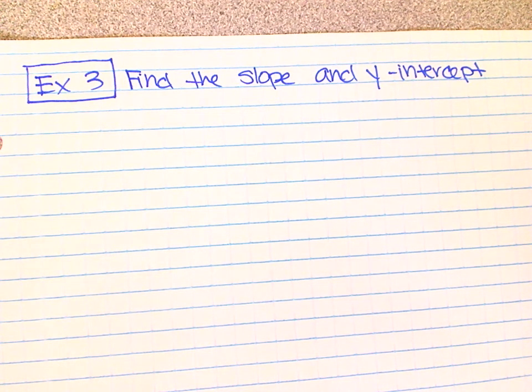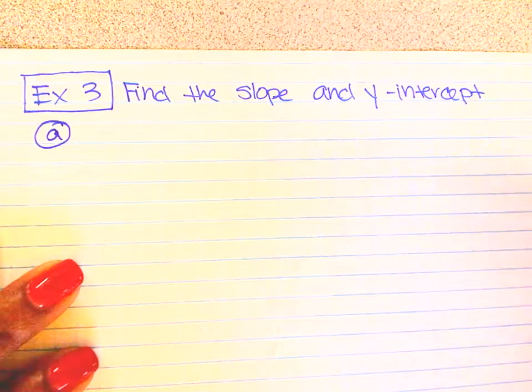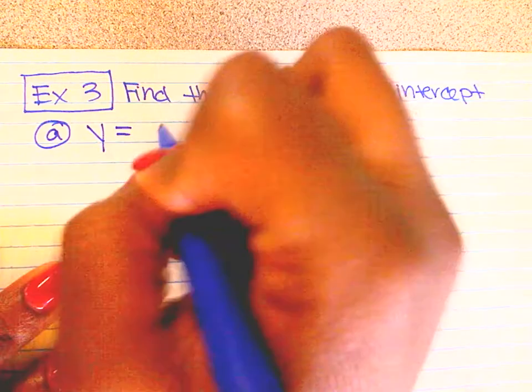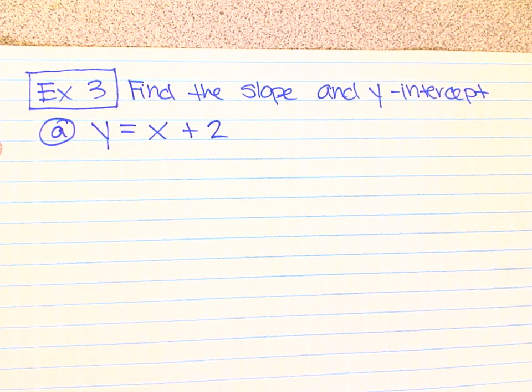Turn to your partner one more time and tell them what the slope-intercept form is. What's that equation? Raise your hand if your partner said y equals mx plus b. So let's look at example A. They give you y equals x plus 2.